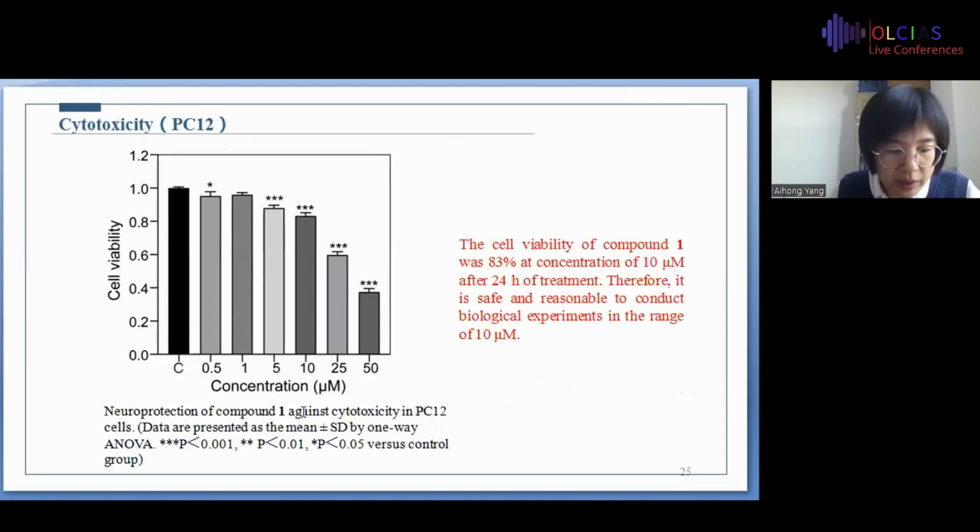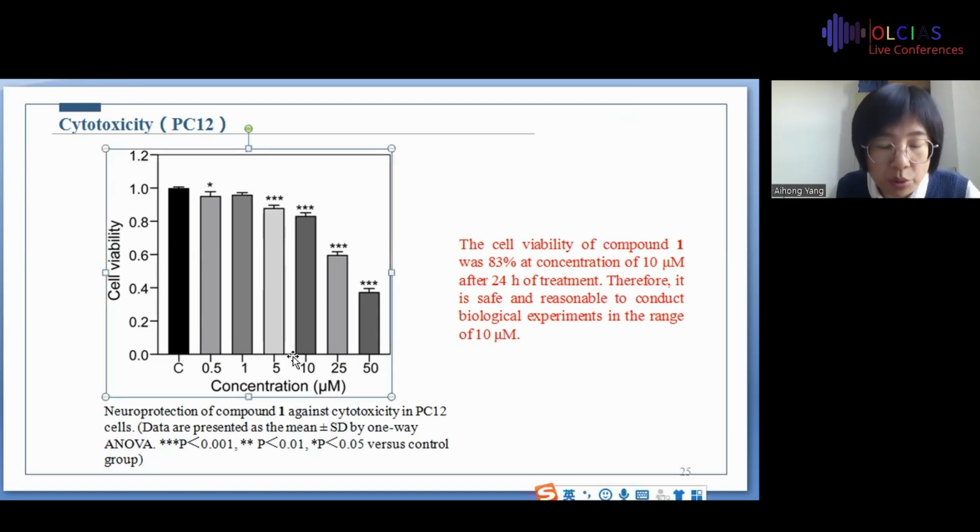To examine the potential cytotoxicity of compound 1, the PC12 cells were exposed to 1 at different concentrations. As shown in this figure, the cell viability of 1 was 83% at a concentration of 10 micromolar after 24 hours of treatment. Therefore, it is safe and reasonable to conduct biological experiments in the range of this concentration.